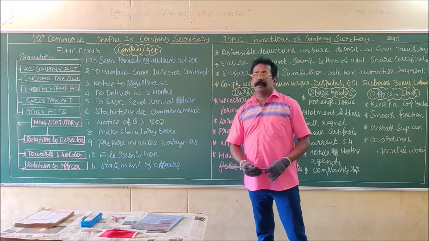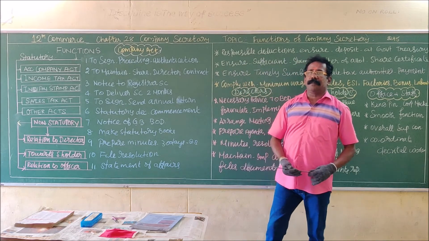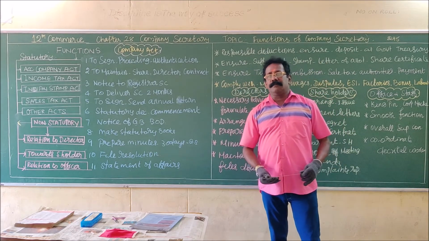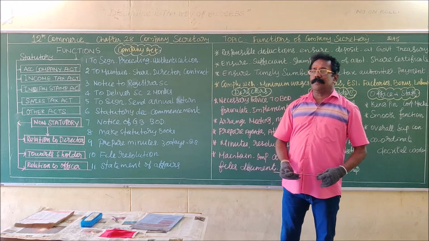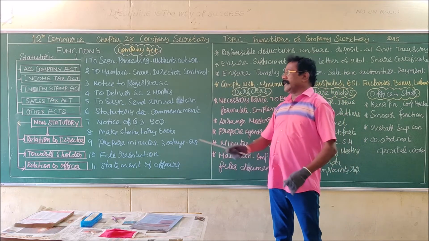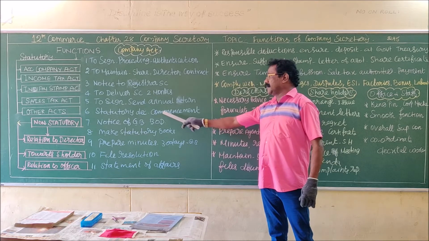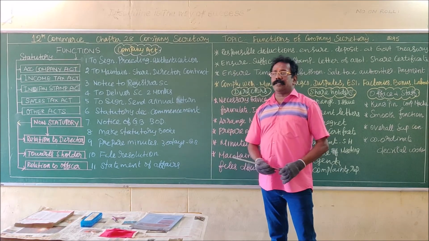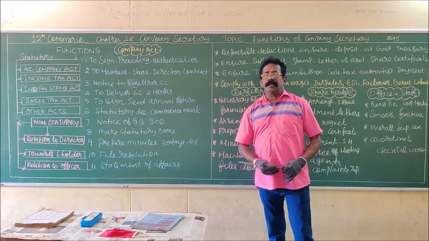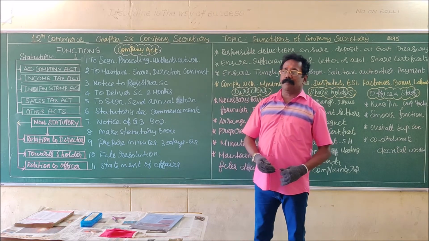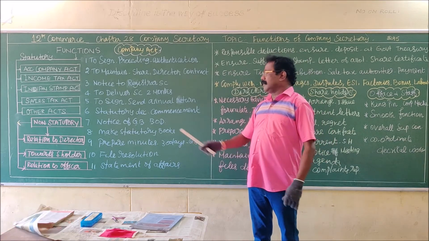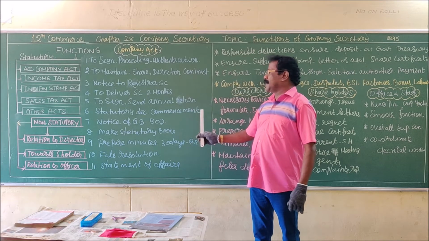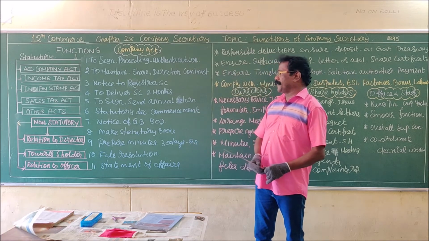After getting the incorporation certificate from the registrar, a private company can start the business. But in the case of a public limited company, it must get another important certificate, which is known as the commencement of business certificate. In such a case, the secretary has to give a declaration on behalf of the company to the registrar to get the commencement of business certificate.